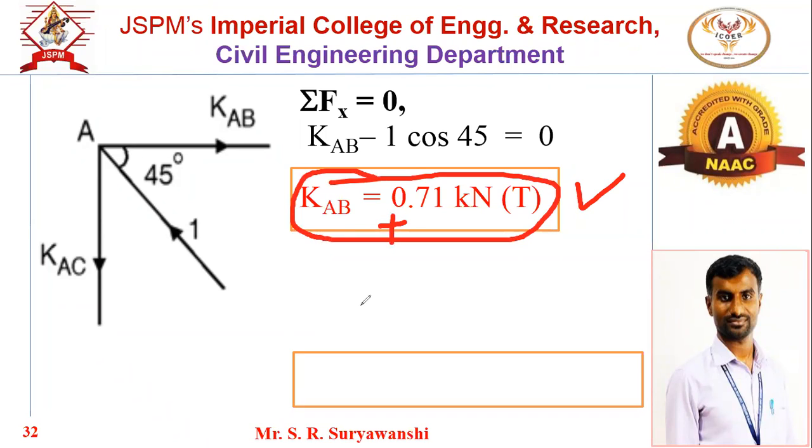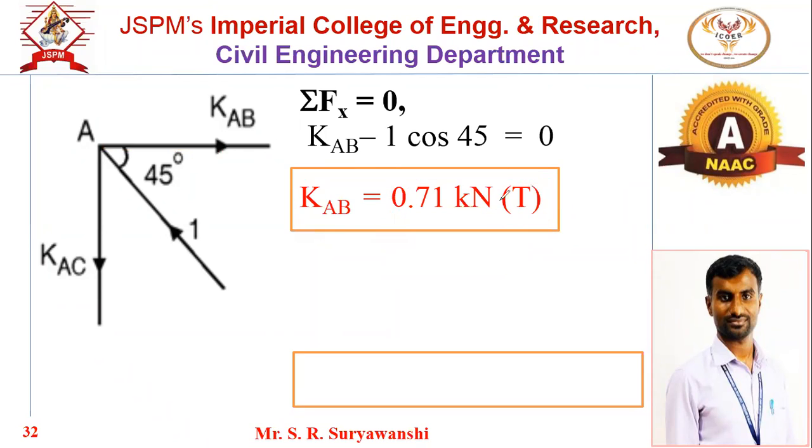Answer is positive. Tensile. Yes, tensile means our assumption is correct. So the direction we have assumed for KAB, that is tensile. That assumption is correct, because after the calculation the answer came out positive. So that's why KAB is tensile, 0.71 kilonewton. Okay, this is the first condition, summation Fx equal to 0.